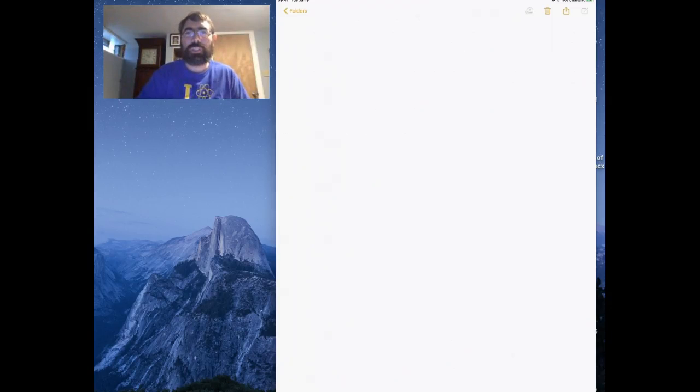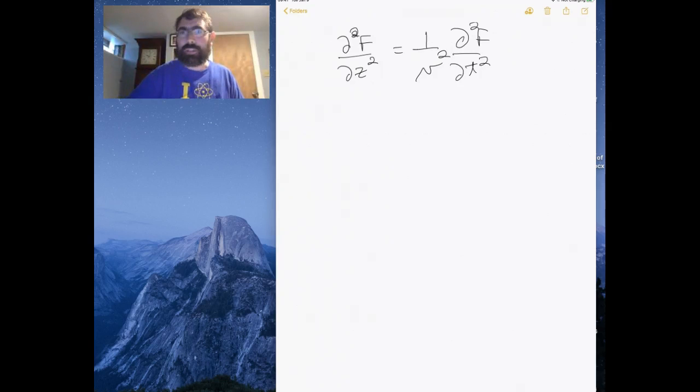For this lecture, we're going to continue the discussion of an introduction to waves. We haven't gotten to electromagnetic waves yet. We're still talking just about physical waves. Where I left off was that the second derivative of the function f, which describes the shape of the wave, with respect to space is equal to 1 over the velocity of the wave squared times the second derivative with respect to time.